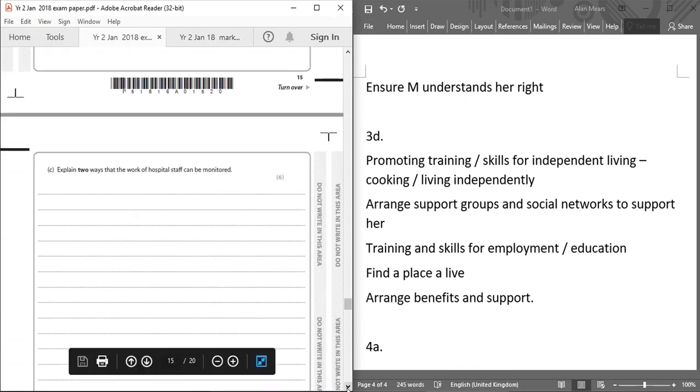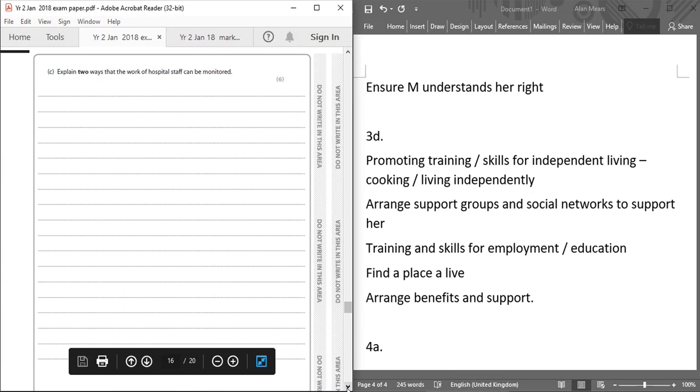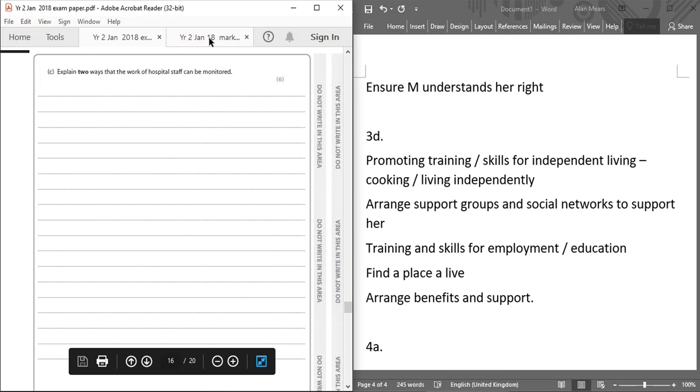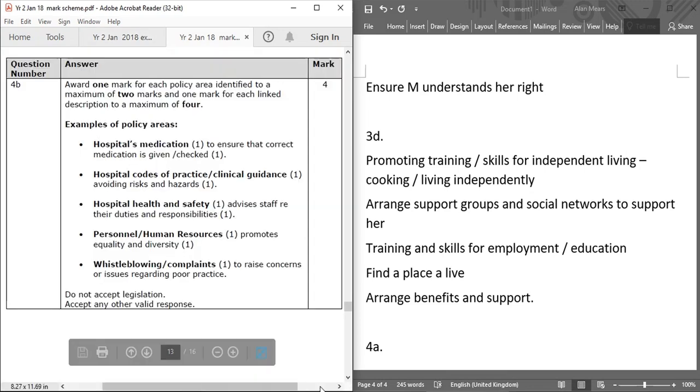For C, explain two ways that the work of hospital staff can be monitored. Well, that's a nice one. Staff can be monitored by line managers. They have to go through revalidation, so professional bodies can monitor them. The CQC can monitor them. Well, not specifically the staff, but they will monitor the wards, the hospitals. But yeah, line manager interviews, revalidation, shadowing experiences, patient feedback, complaints procedures. A lot of these have come up in earlier parts of this exam.